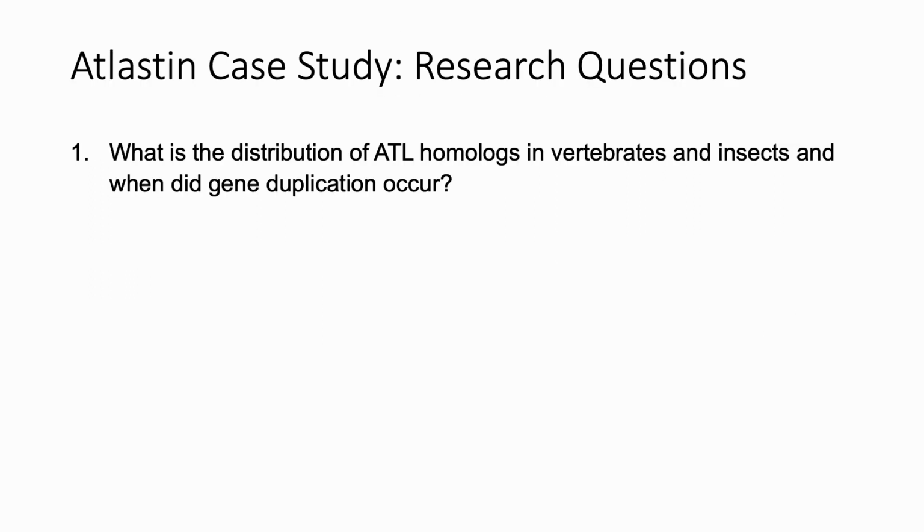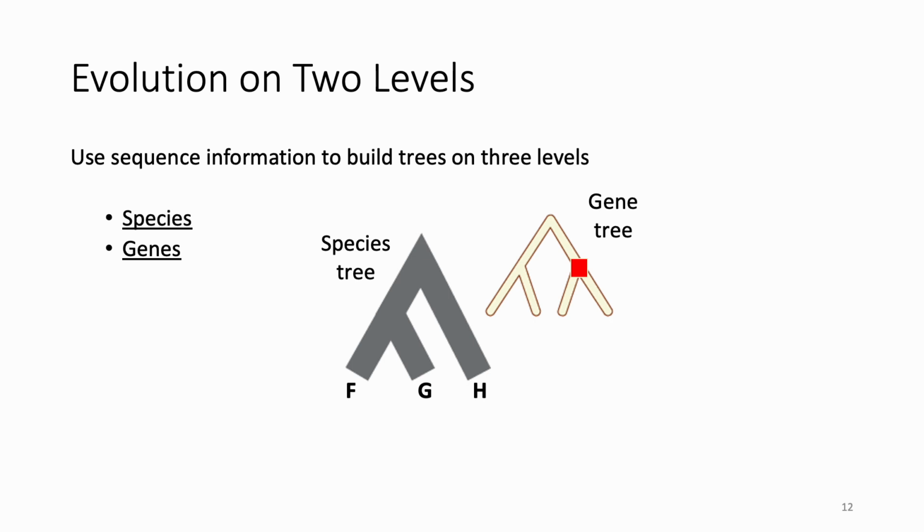In this work, we were interested in three main areas. First, what is the distribution of Atlastin homologs across vertebrates and insects, and when did the gene duplication occur? This question can be answered by constructing a gene tree from the core region and reconciling that tree with the species tree to infer gene duplications and losses.